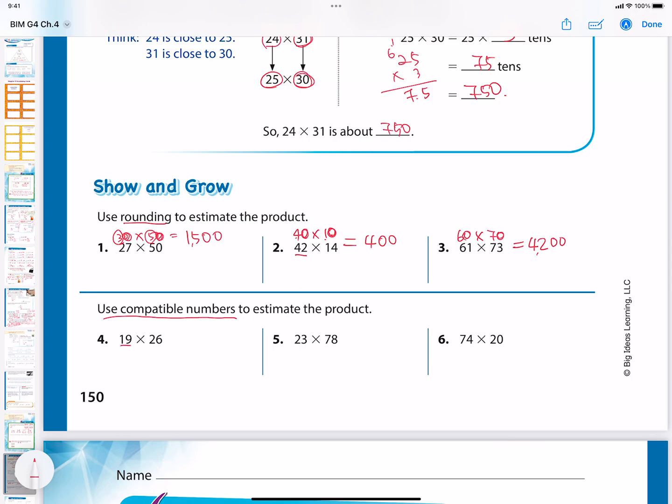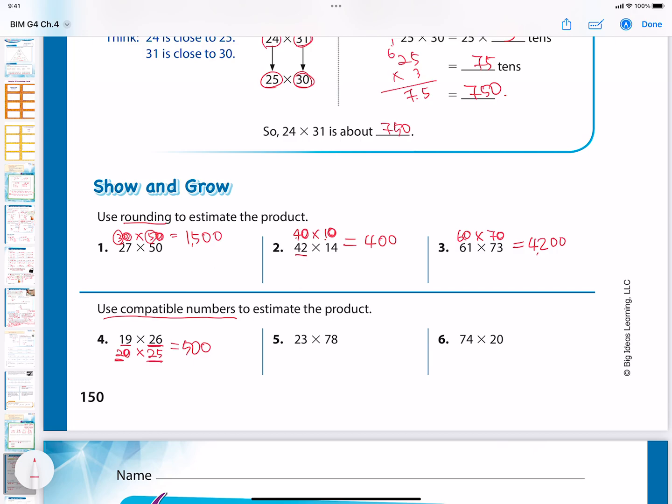Now let's use comparable numbers to estimate the product. So 19 is closer to 20, let's say, right? And 26 is not 30. We are going to use comparable numbers, which is what? Close to 25. All right? 2 times 25. It's easy, right? 2 times 25 is what? 50. How many zeros? 1 more zero.